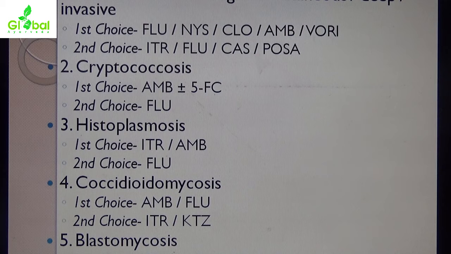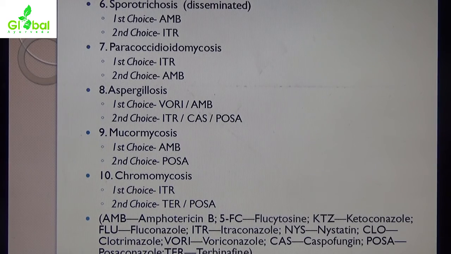Coccidioidomycosis: the first drug of choice is fluconazole or AMB and the second is itraconazole or ketoconazole. Blastomycosis: the first drug of choice is itraconazole or AMB and the second is ketoconazole or fluconazole. Then sporotrichosis: the first drug of choice is AMB and the second is itraconazole. In paracoccidioidomycosis, the first drug of choice is itraconazole and the second is AMB.